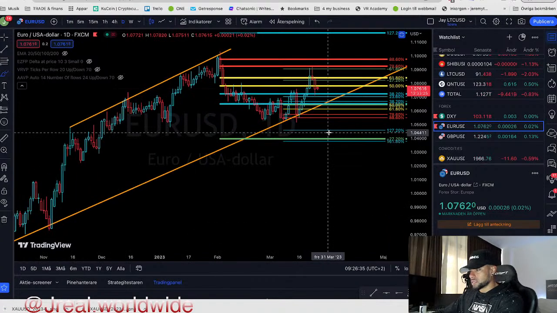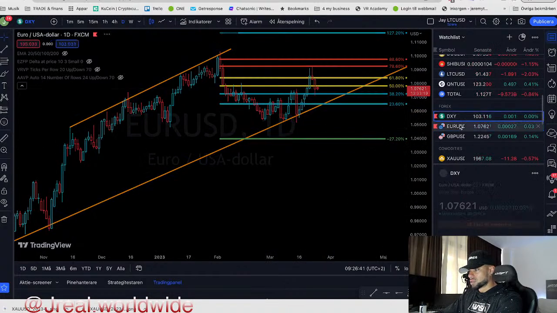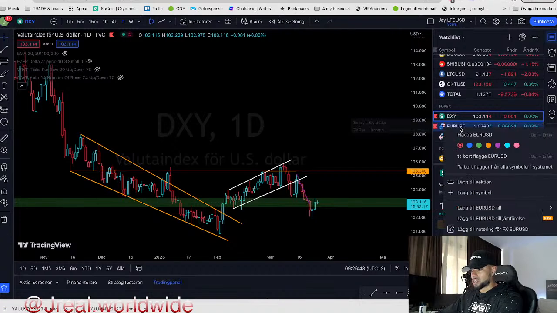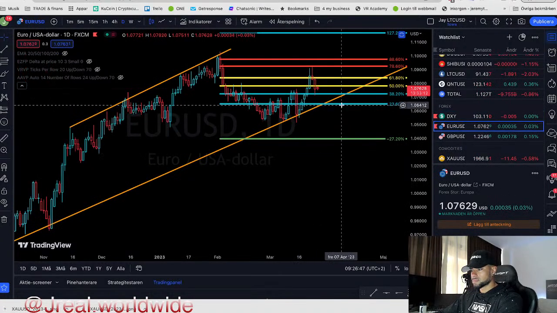Euro USD is very dependent on what the US dollar does right now.